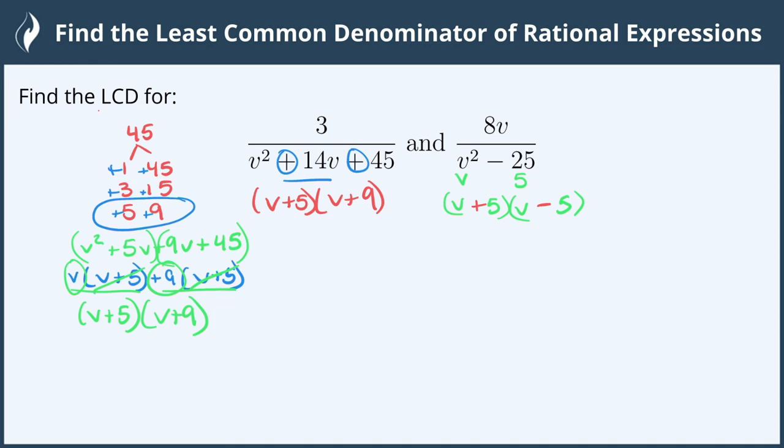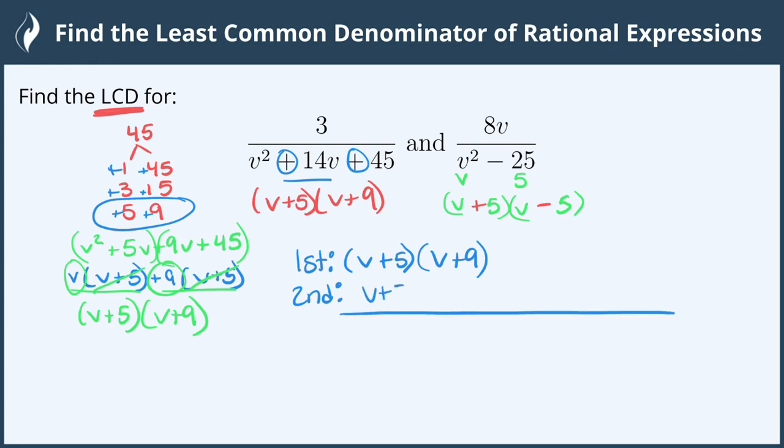Now we're just looking for the least common denominator. That means I need to find all of the factors of each of the denominators. Now let's line up all of our factors from both denominators. We have v plus 5 and v plus 9. And then we're going to line up our second denominator. So for time's sake, I'm just going to put first denominator, second denominator. In the second denominator, we have a v plus 5. We don't have a v plus 9, but we do have a v minus 5. And then we line up all of our factors.